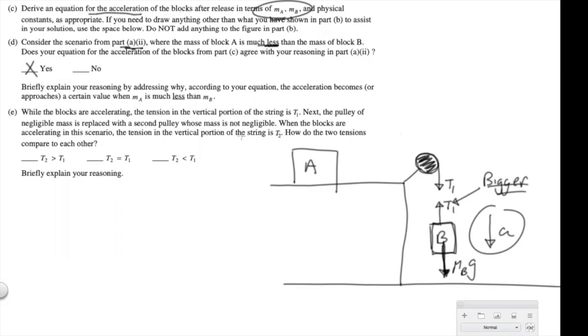So the answer would be T2, which is the tension when the pulley has mass. T2 is going to be bigger than T1. And the reason why is the acceleration of the system is going to be smaller. And in order for the acceleration of block B to be less, T1 must get bigger.